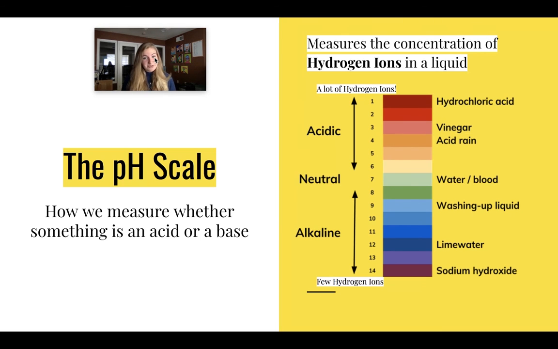We call that neutral. And you can see here on our little diagram some of the common things that you might find around your house and how acidic or basic they are. So again, at 1 over here, that's the most acidic it can be, and that means that there's a lot of hydrogen ions in that solution. Over here at 14, that means there's very few hydrogen ions and actually a lot of hydroxide atoms, which makes it alkaline.